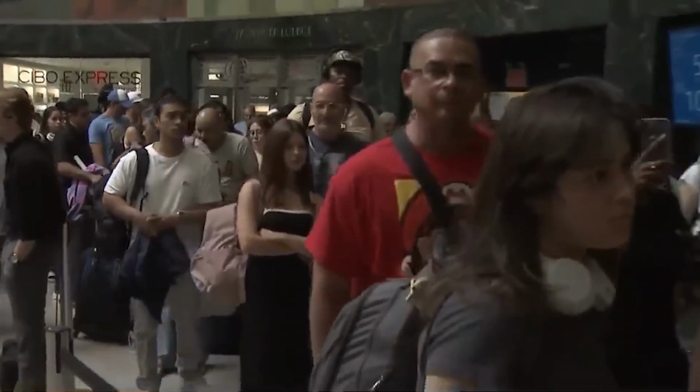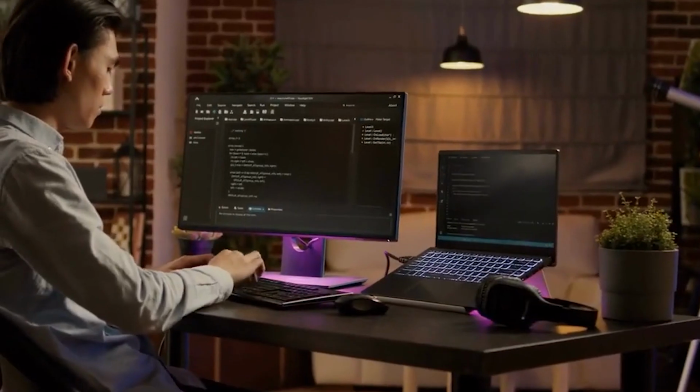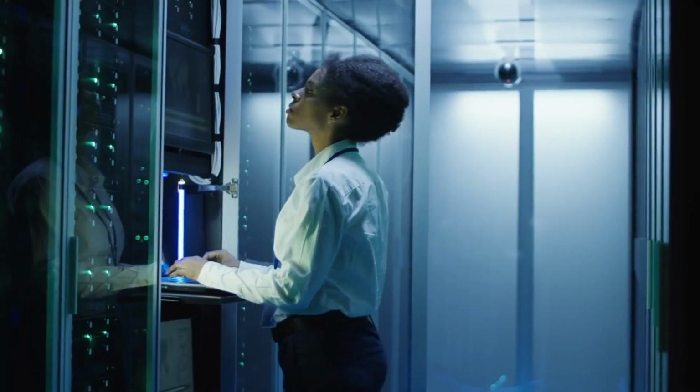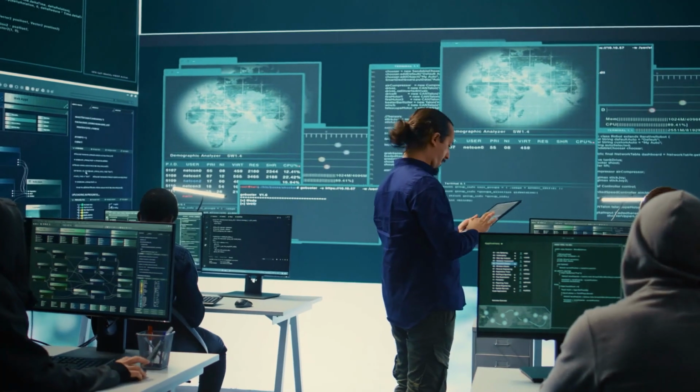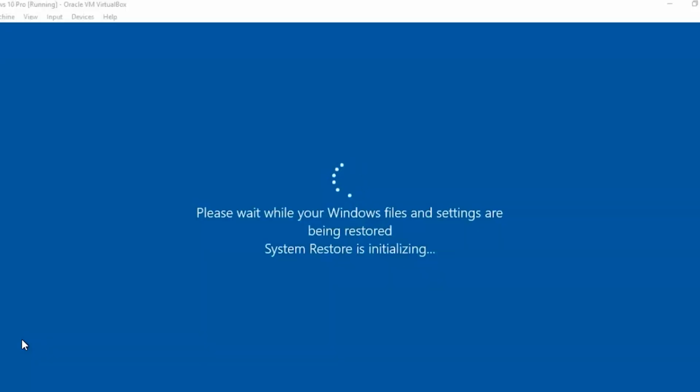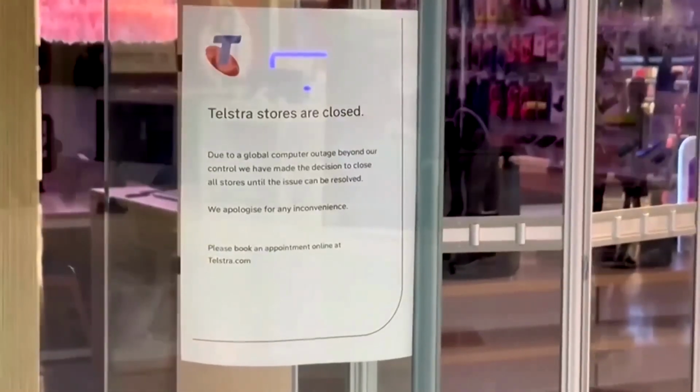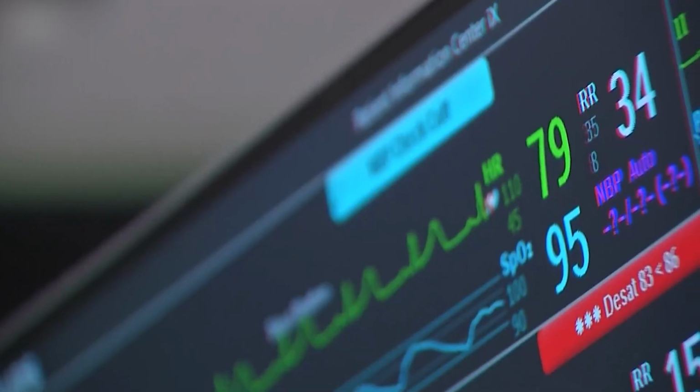For users experiencing persistent issues, CrowdStrike recommended booting systems into safe mode or the Windows recovery environment to delete a specific file called c291.sys in the CrowdStrike directory. This manual workaround was necessary for systems that did not recover automatically after the update. As of now, most of the systems are back online, and others are being fixed worldwide.